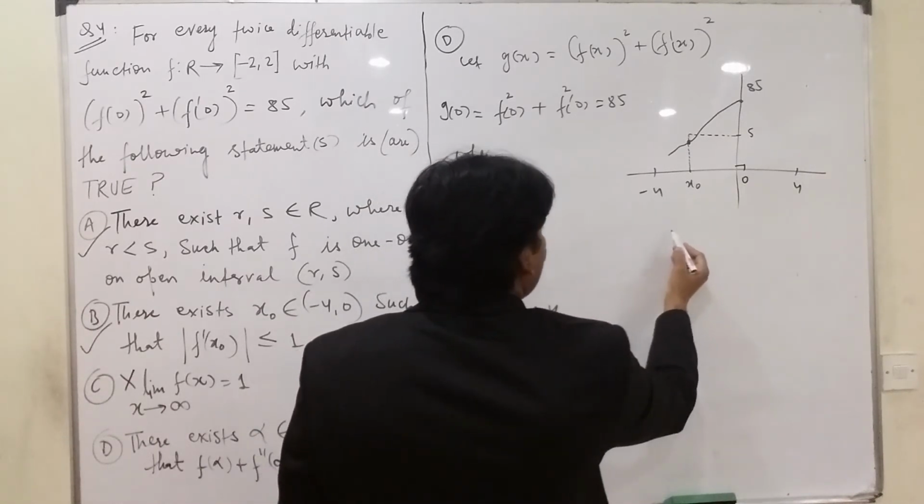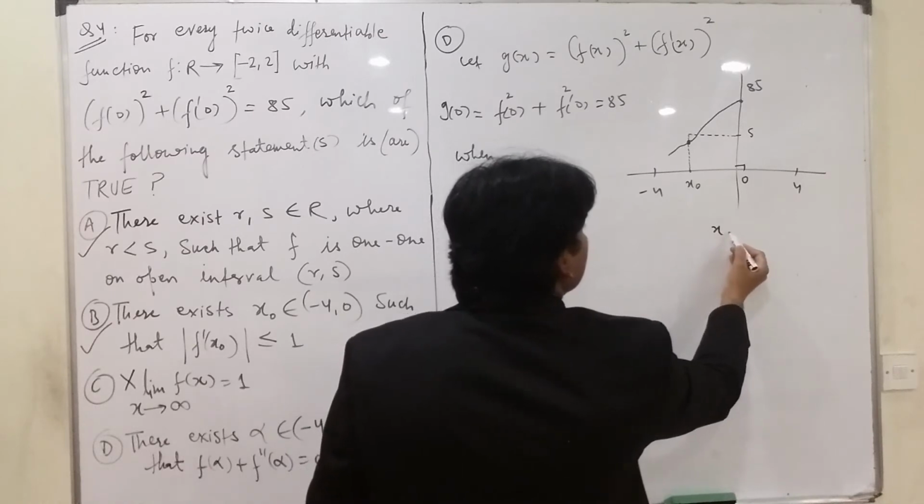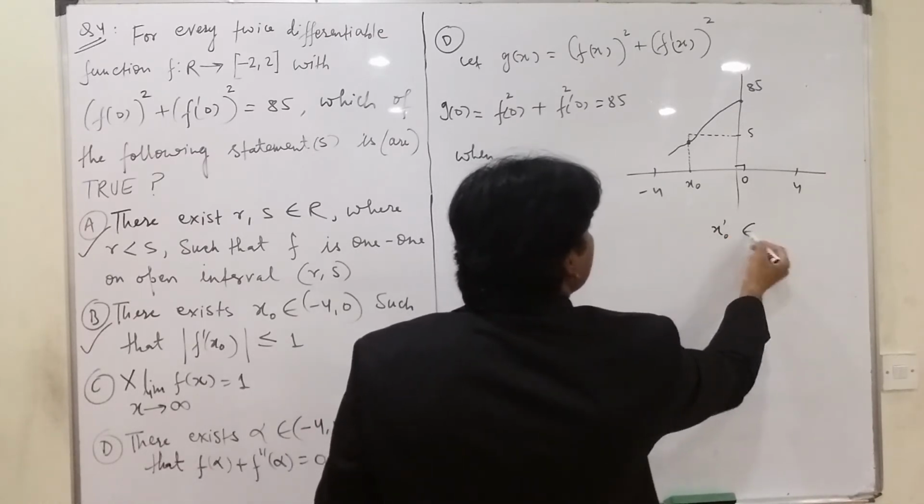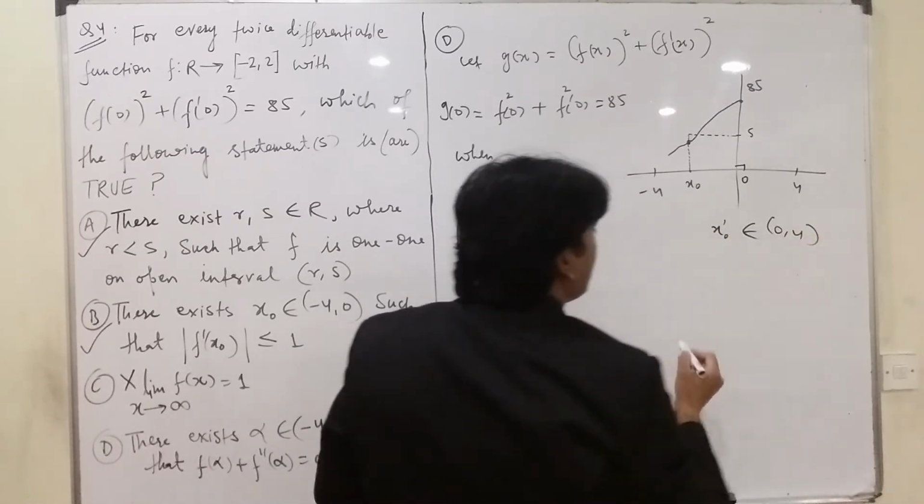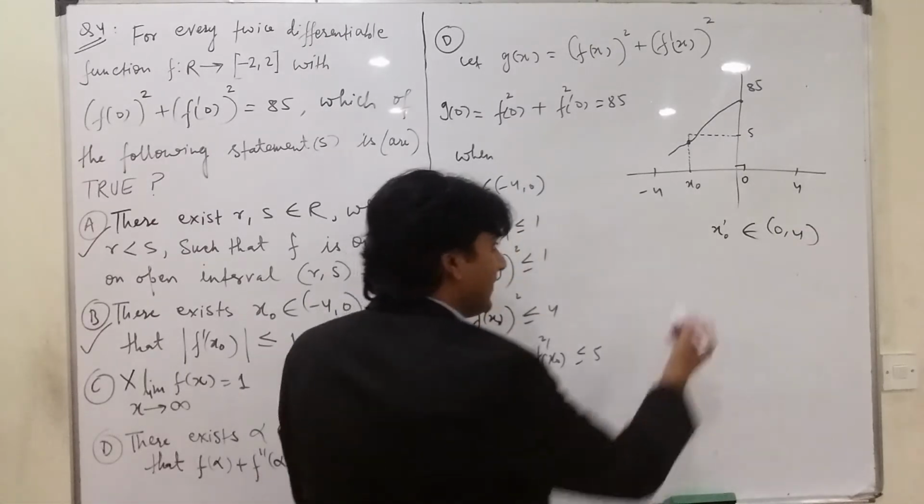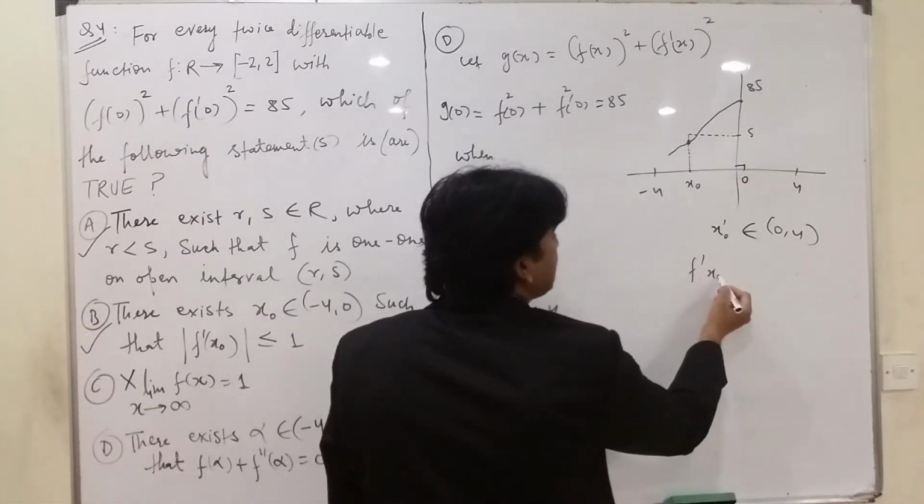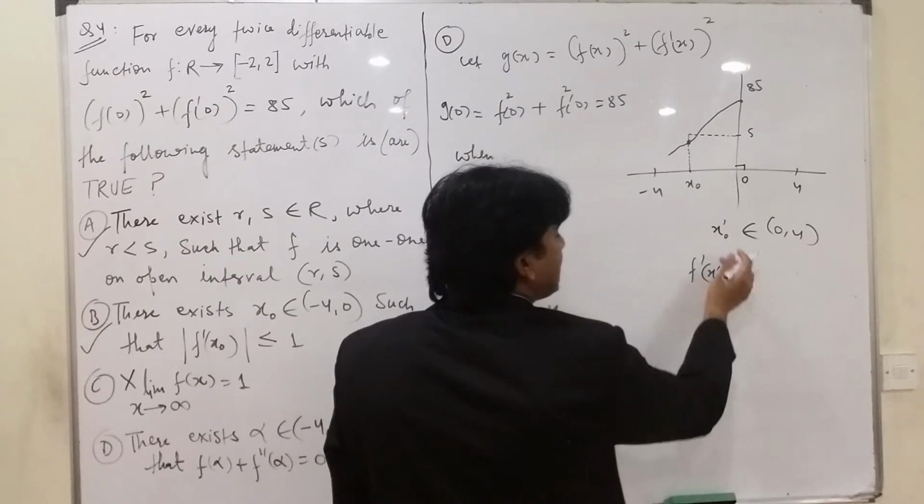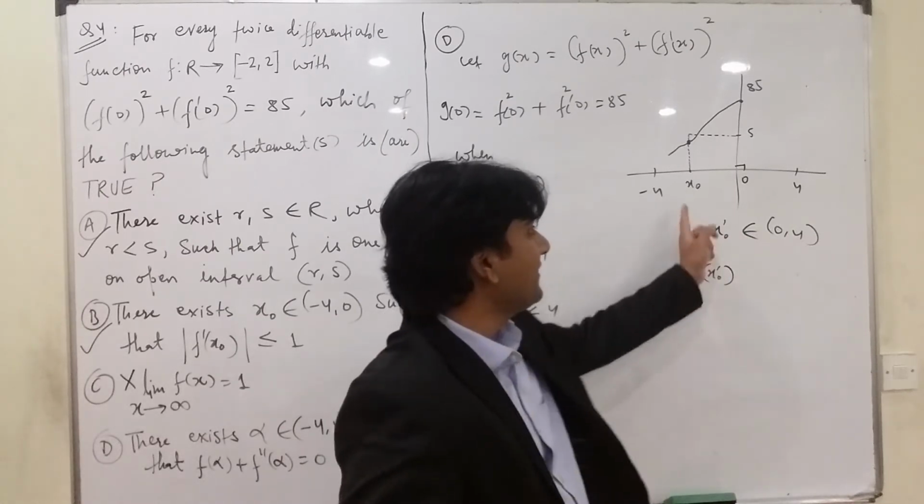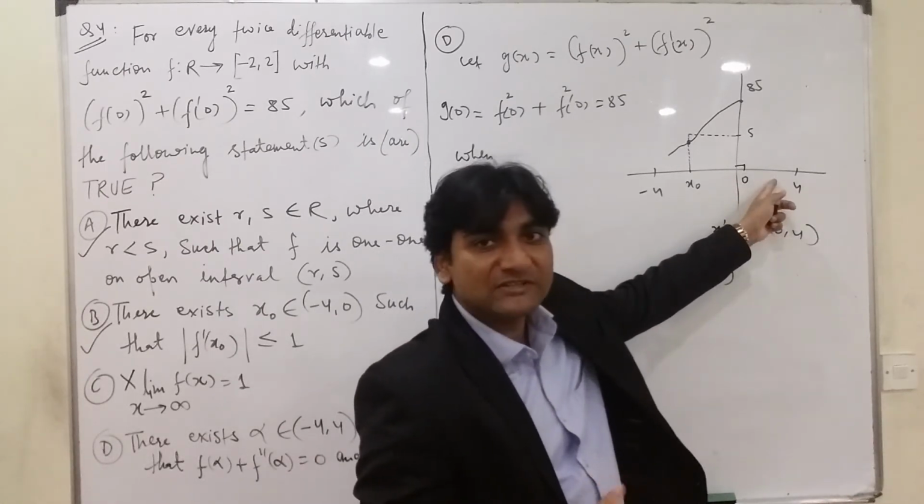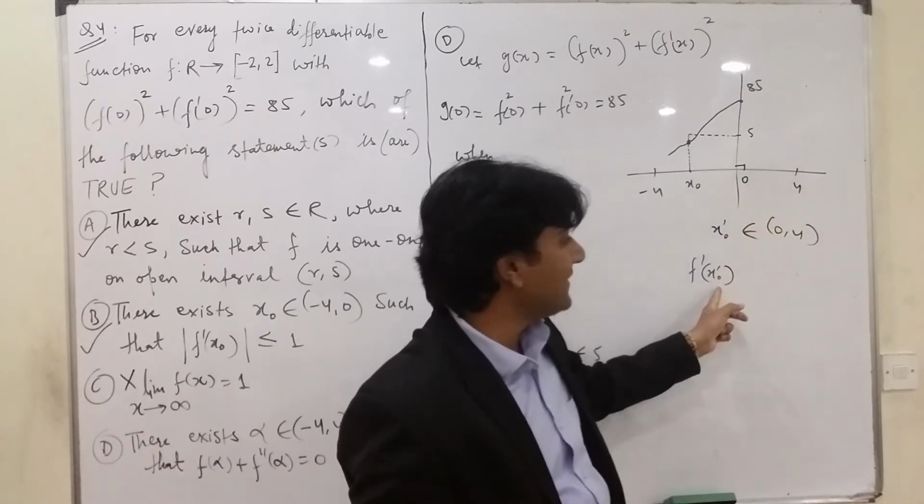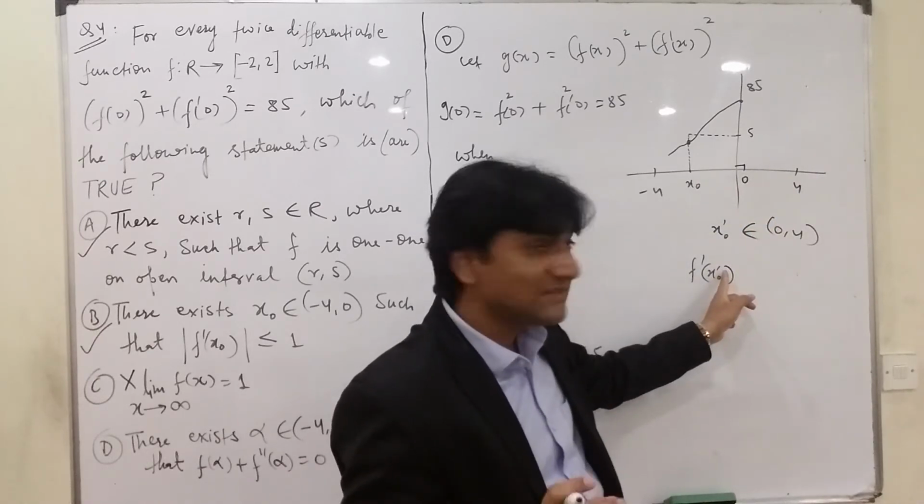Try to understand right here also. I am explaining between x0' belongs to 0 to 4 right now. Apply the Lagrange's theorem right here. So f'(x0'), why? Because I am just taking a different point. This is x0, so it must be denoted by something else. That's the x0'. This dash doesn't mean derivative.